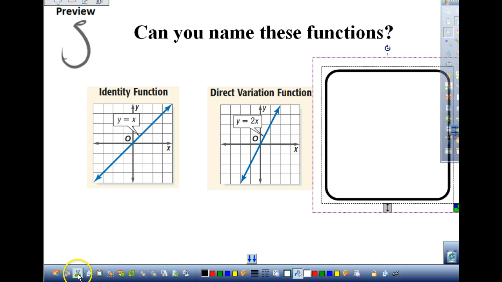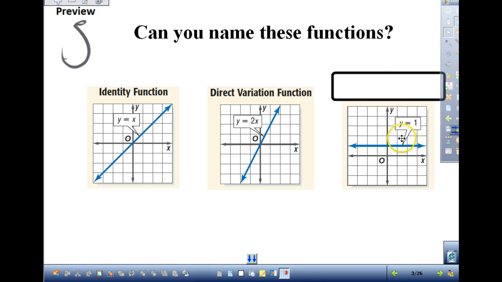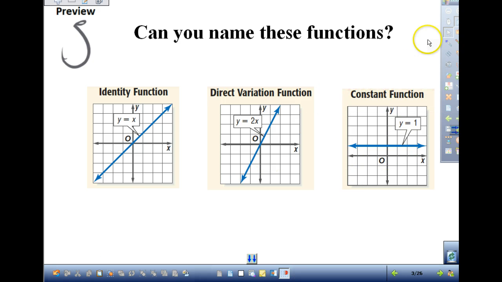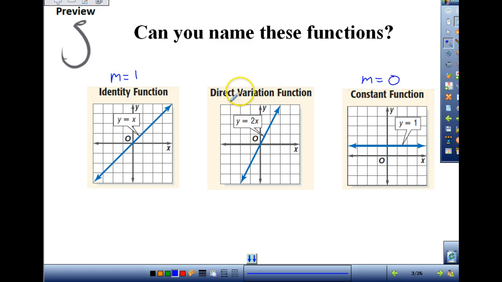And if we get a case where there is no slope at all, so it's horizontal, 0 slope, that's called the constant function. So you'll see that in your homework. You'll need to identify these. So this is when the slope equals 1. This is when the slope equals 0. And here is when the slope equals anything else. So the left and right hand sides are just special cases of direct variation.